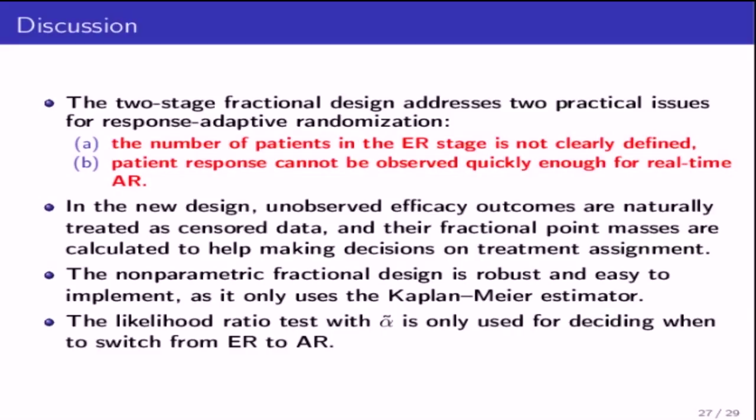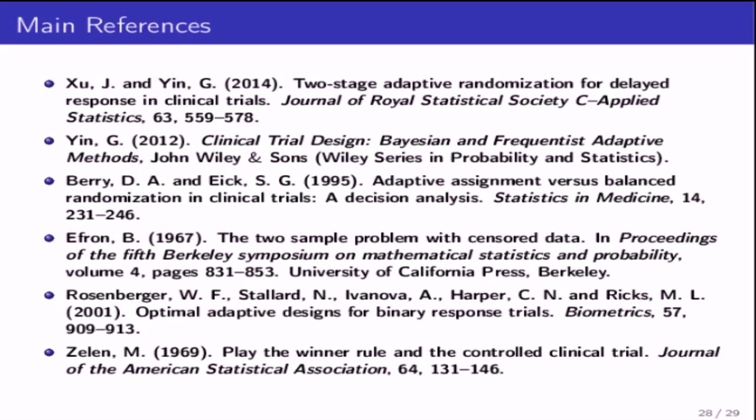So the last point is we use the likelihood ratio test using alpha tilde, where alpha tilde is not really for hypothesis testing. It simply serves as a venue to decide whether we are going to switch from ER to AR. So it's not about formal hypothesis testing. We are not going to reject the null or whatsoever.